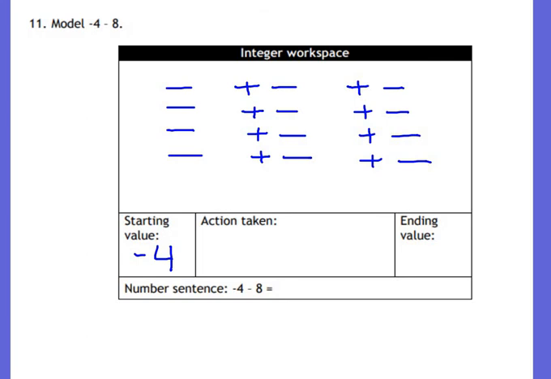Now do I have 8 positive chips to take away? Yes. Hey, where'd that calculator come from? You put it on my desk. They're supposed to all be put up.